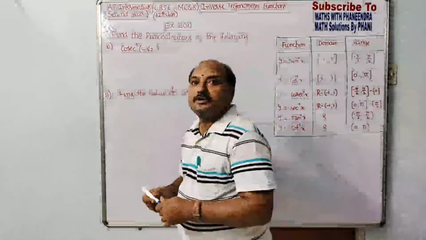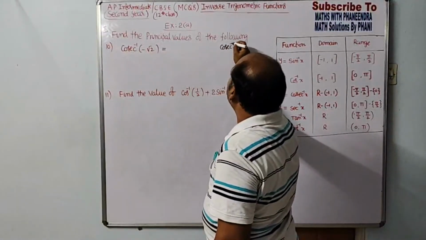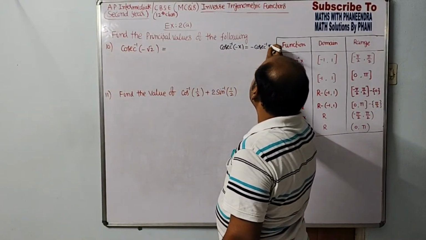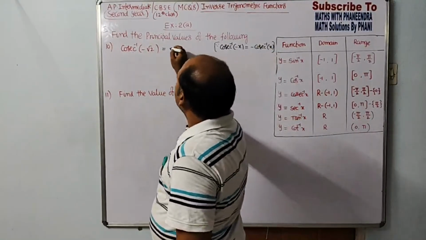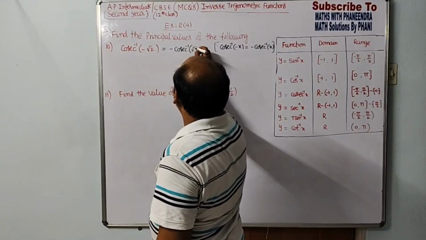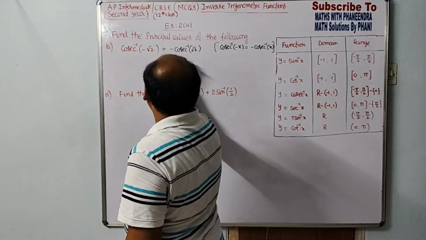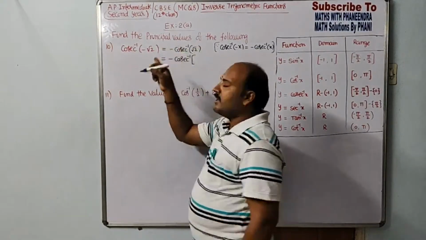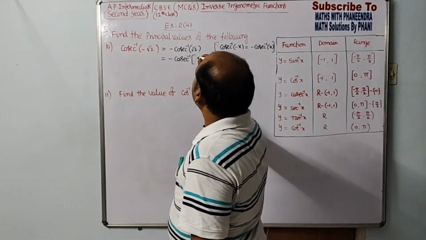Cosecant inverse of minus root 2. So cosecant inverse of minus x is equal to minus cosecant inverse of x. So first we apply this property. So minus cosecant inverse of root 2. Okay, dear students. Later, minus cosecant inverse of root 2 in terms of cosecant, cosecant pi by 4 only will come.